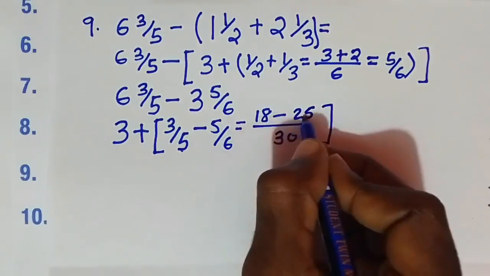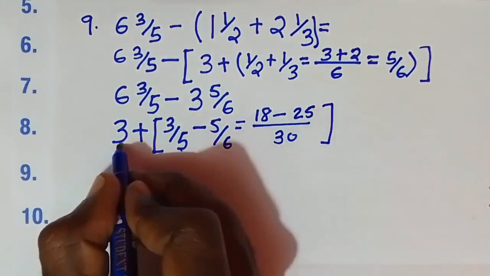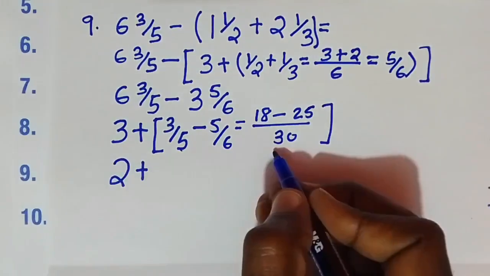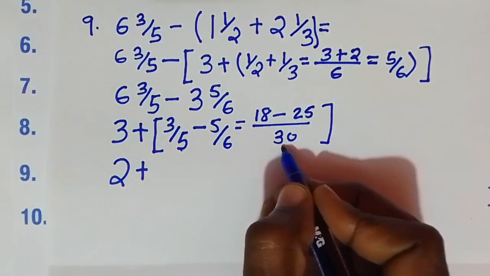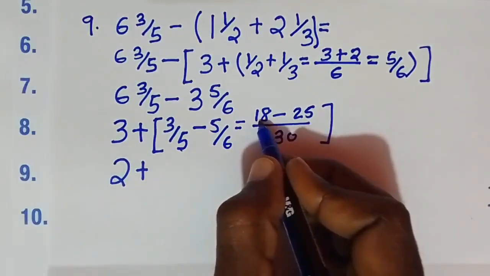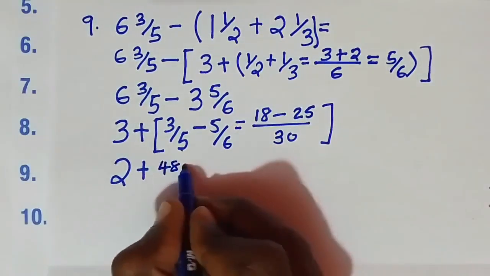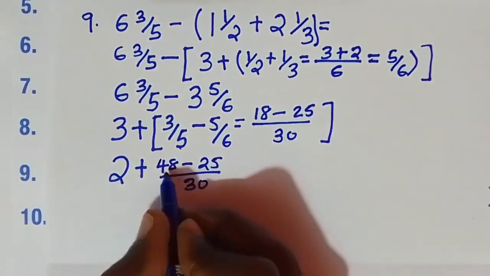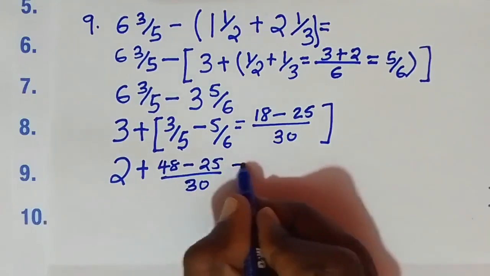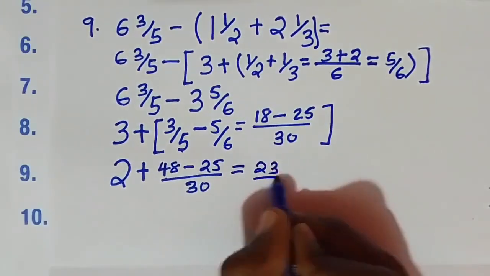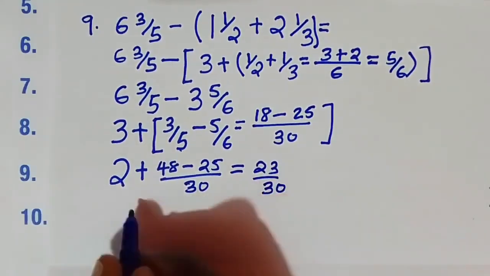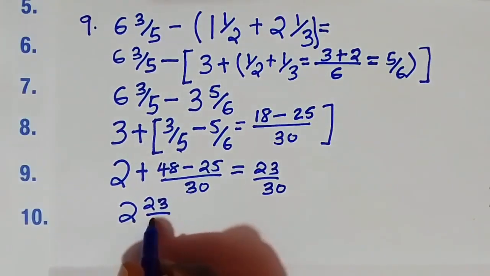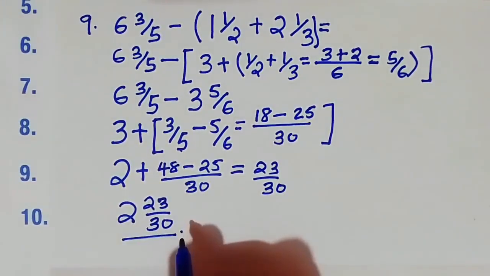But 18 take away 25, it is impossible. We are going to borrow 1 from 3. It remains 2. Plus, the one we borrow is the same as 30. 30 plus 18, we get 48. So 48 take away 25 over 30. 48 take away 25 is equal to 23 over 30. Our answer is equal to 23 over 30.